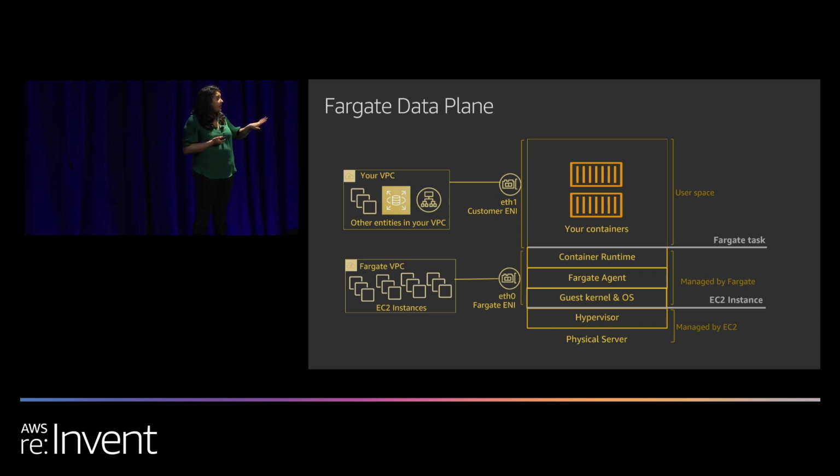Any network traffic that's coming from the Fargate agent, or any of the system components that's between that Fargate task line and the EC2 instance line, is going out through the Fargate ENI through our VPC. But any network traffic that's coming from your applications, including your image pull and logs pushing, is happening through your ENI through your VPC. So that's an introduction to our data plane.